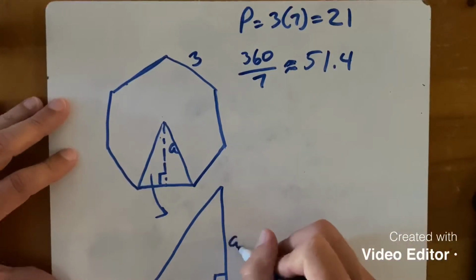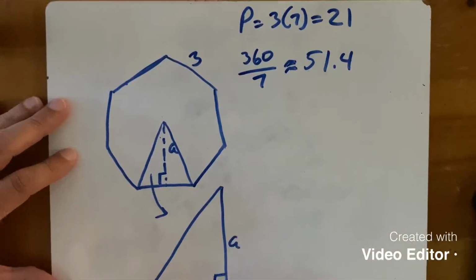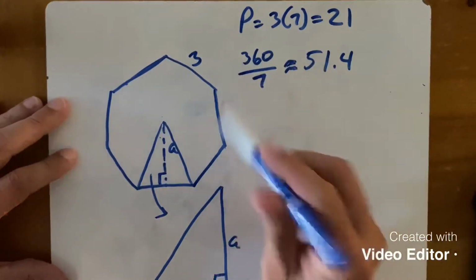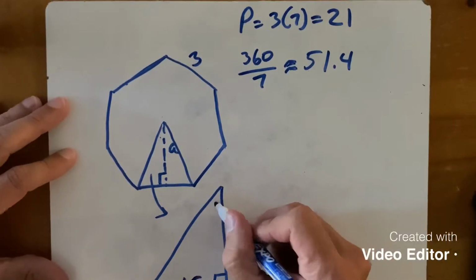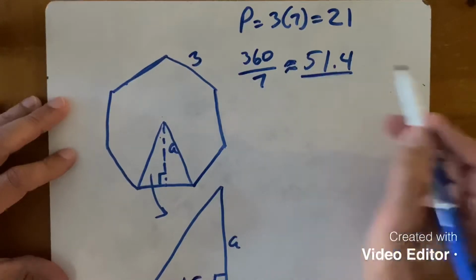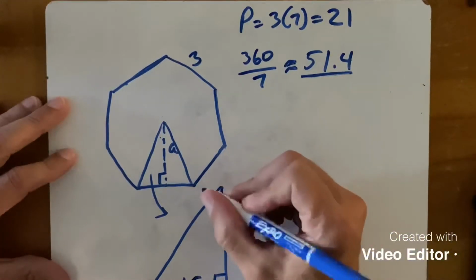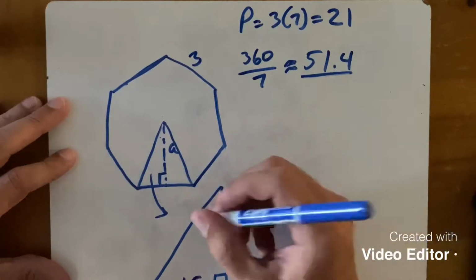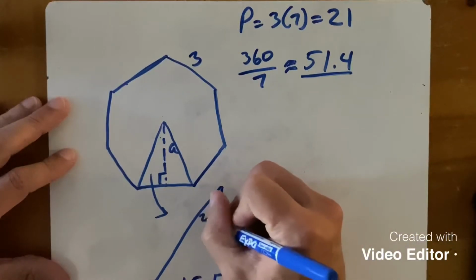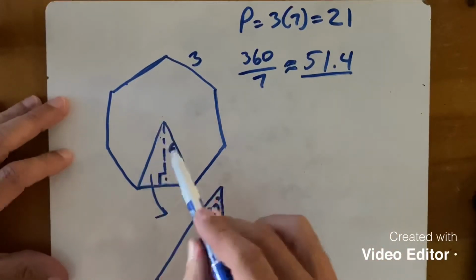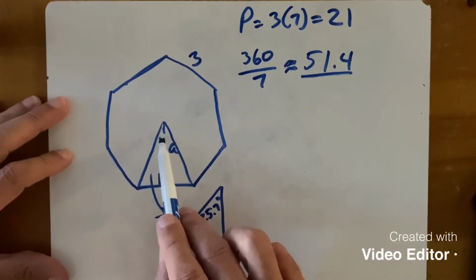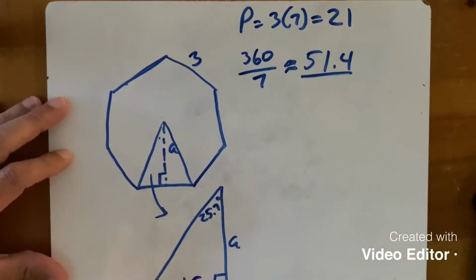All right, this side is A. All right, and then this is my side length. So side length, remember, was 3. So that means that this one is half that, so that's 1.5. All right, and then this angle here is going to be half of that. So for right now, we're just gonna call it 25.7. Okay, so there's that angle. So I took 360 divided by 7, and then I halved that, and that's that angle right there because it's being bisected. All right, so now I have an angle, I have a side, I need the other side.